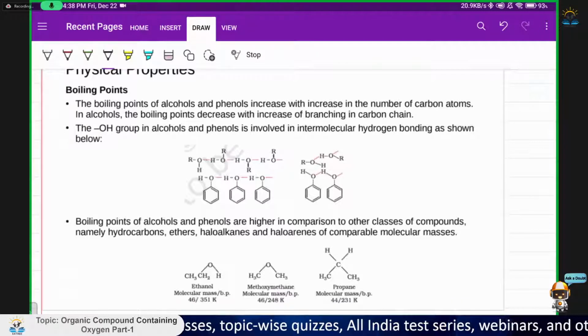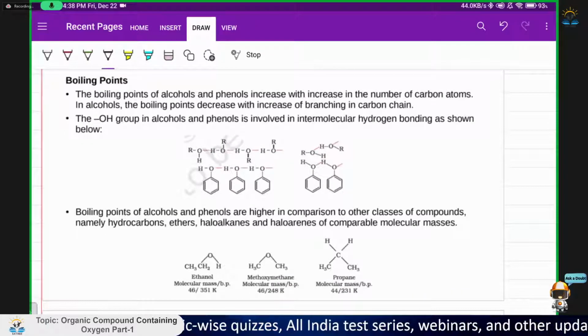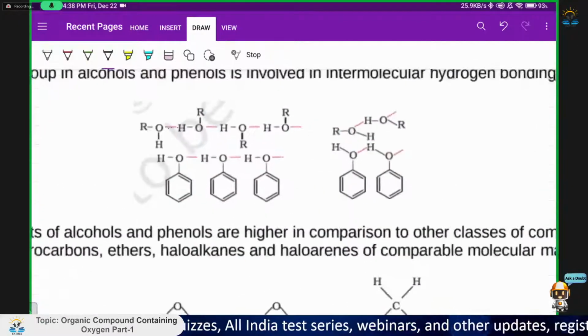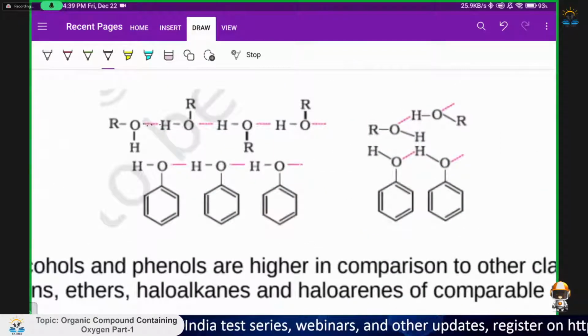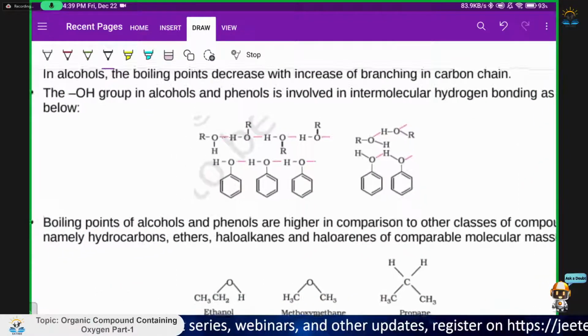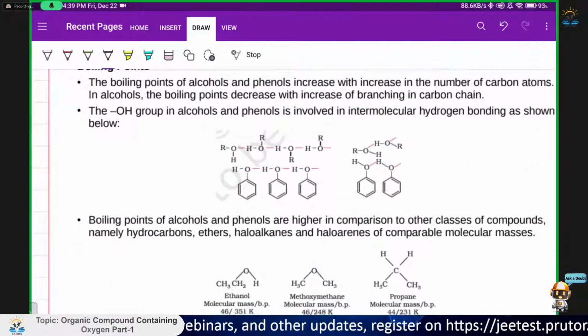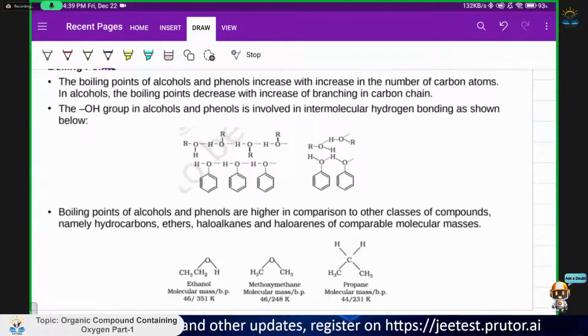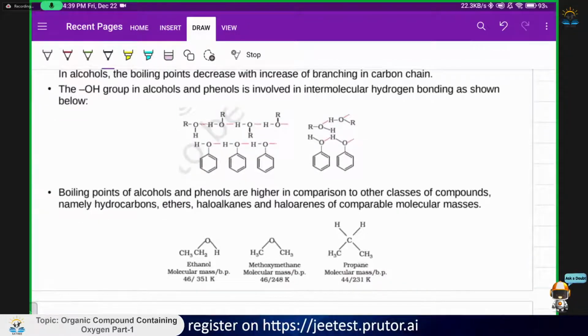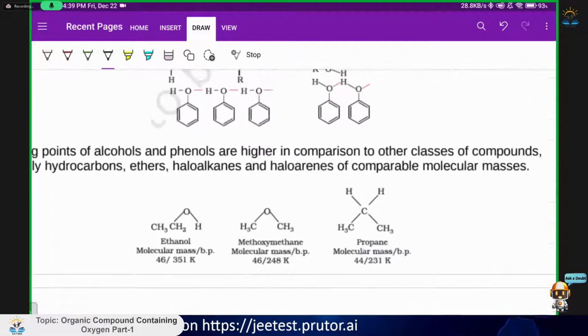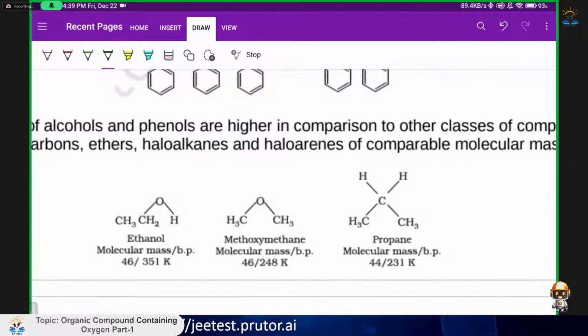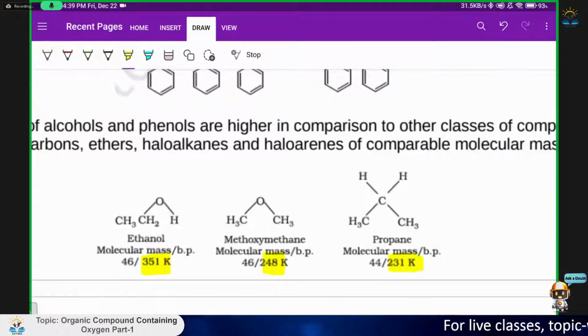The OH group in alcohols and phenols is involved in intermolecular hydrogen bonding. That's also a factor for their higher boiling points than other organic compounds. Boiling points of alcohols and phenols are higher in comparison to other classes of compounds, namely hydrocarbons, ethers, haloalkanes, and haloarenes of comparable molecular mass. So here we have an alcohol, an ether, and an alkane of comparable molecular mass. And we can see the highest boiling point is for the alcohol, second for the ether, and third for the alkane.